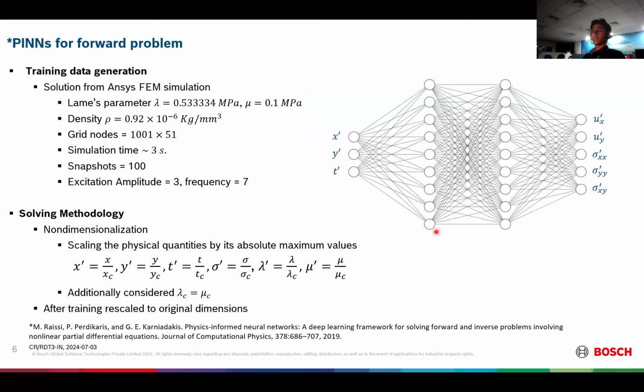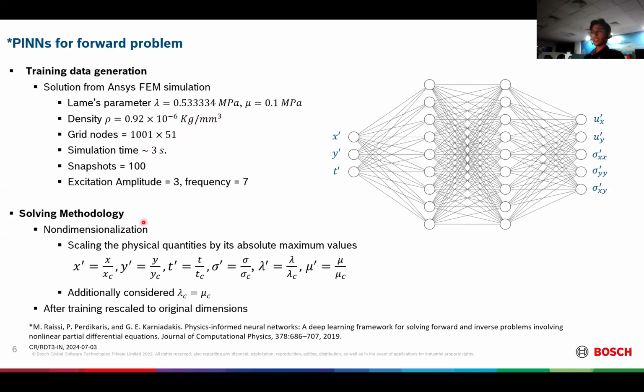So here we explore PINNs for the forward problem. First we see how we generate the data. For the training and the testing, we generate the data from Ansys simulations for this set of parameters. So basically this is a soft material. We compute the solution at 1001 x 51 grid points, simulate it for approximately 3 seconds, and collect this data at 100 time instants.